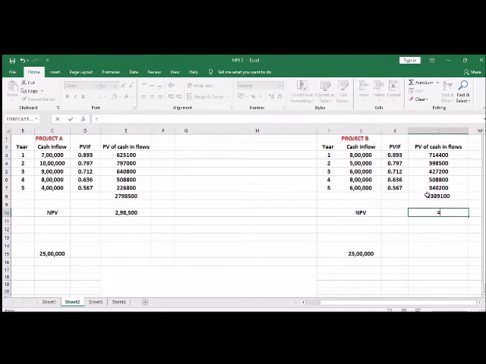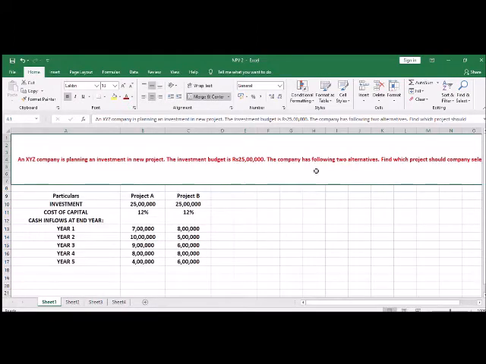We have studied in the previous tutorial that if the NPV of the project is negative, we should not consider that project. So now as we can see, the NPV of project A is positive, so we should recommend that the company should go with project A.